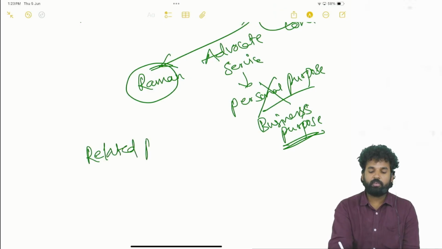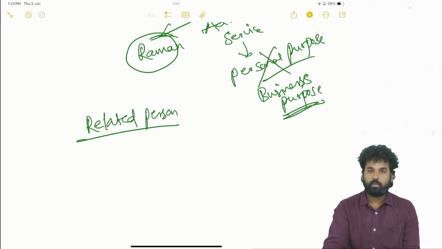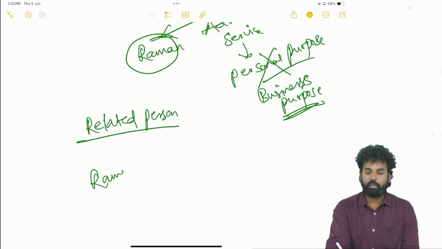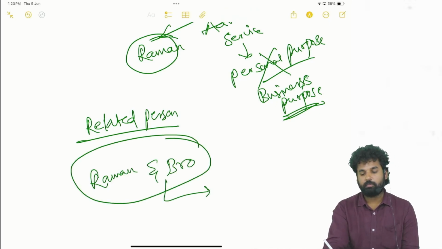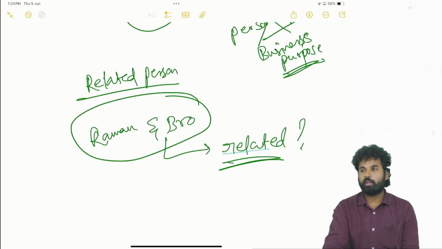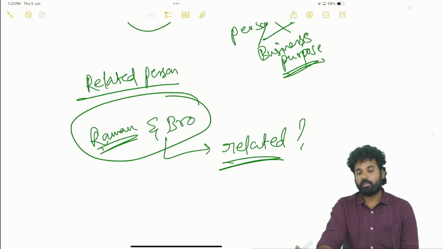In the related person definition, Raman and his brother are relatives, sir. Related persons, sir? How come they are related? They are related or not? Brothers, so related? As per section 2, they are not related, unless and until Raman is a financially dependent person on his brother. Then only he will be treated as a related person. Otherwise, naturally they are relatives.